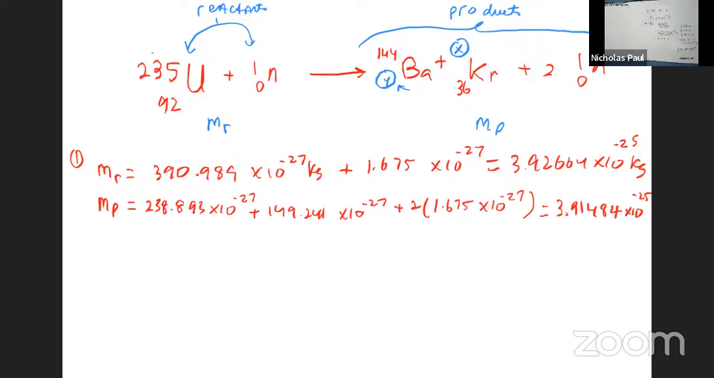What's the next step? Find the change in mass, right? So the change in mass is equal to the mass of the reactants minus the mass of the products. How much did you all get there? 1.18 by 10 to the minus 27 kilograms.